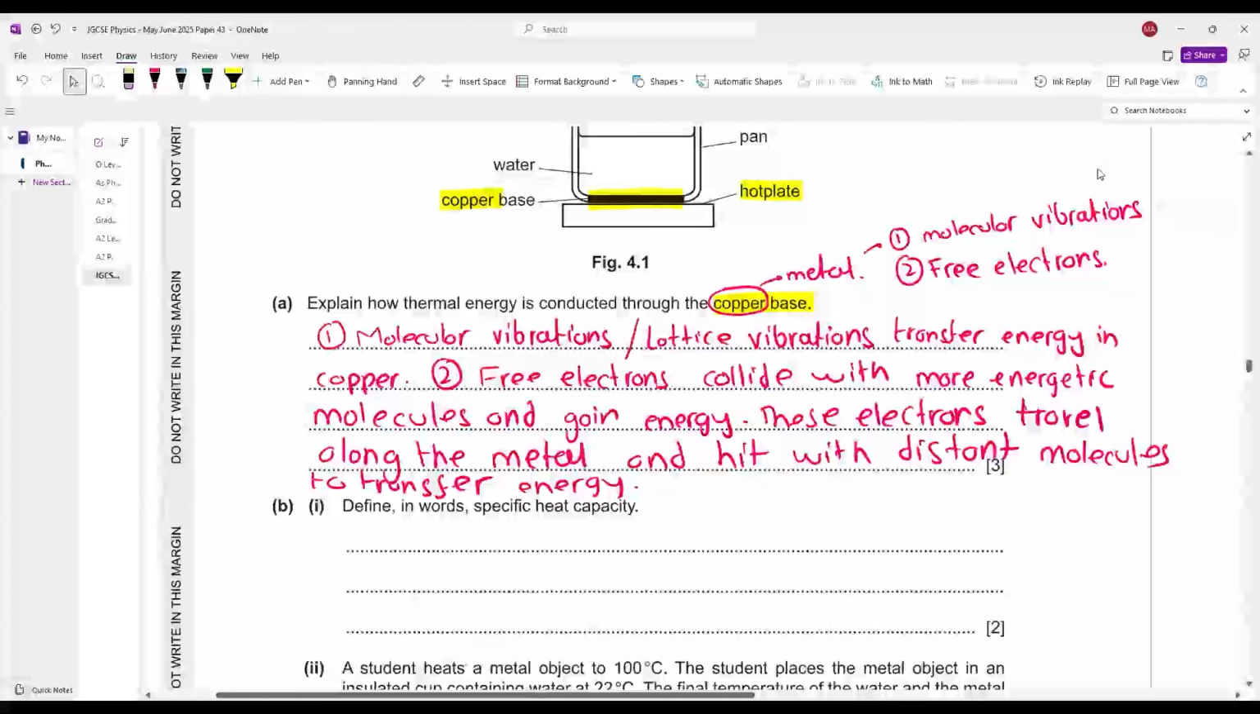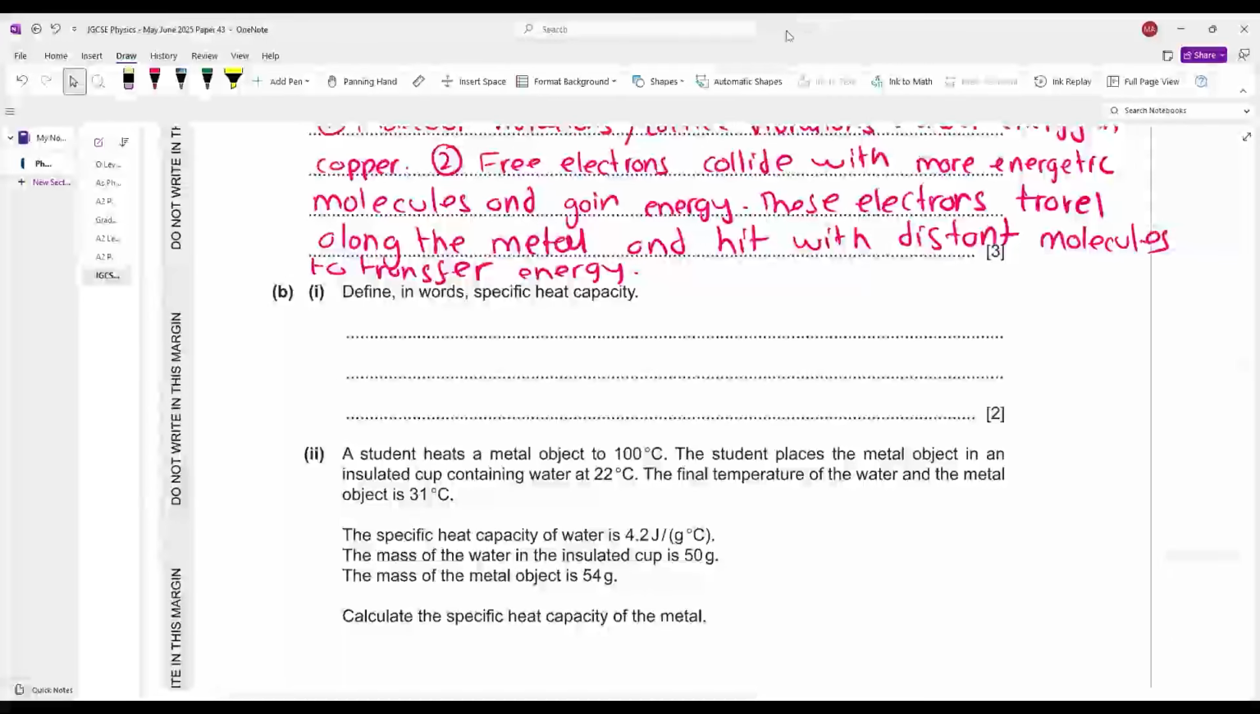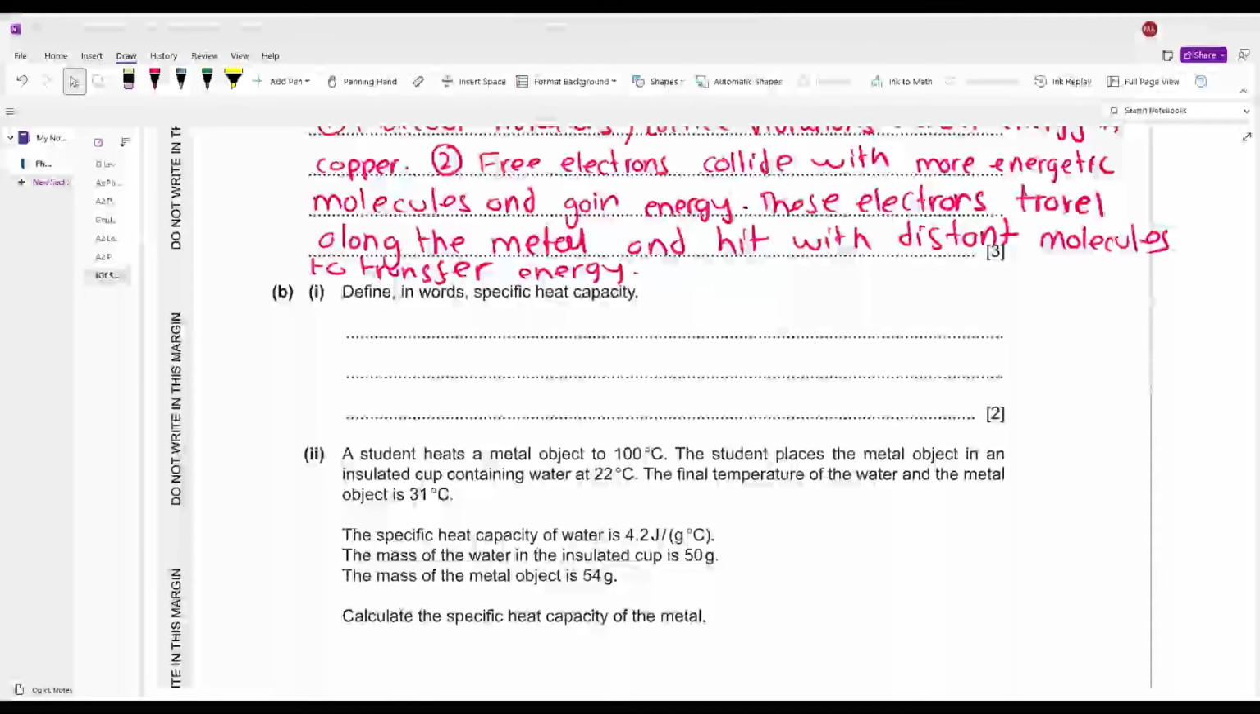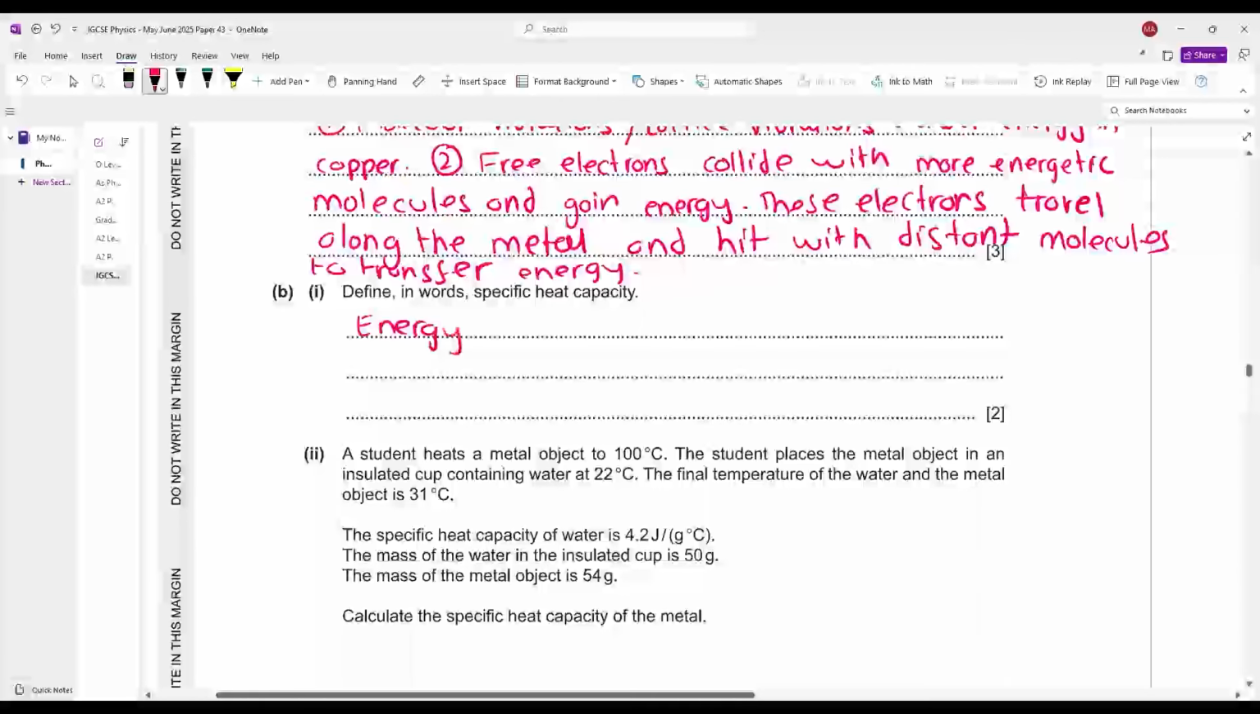Define in words specific heat capacity. You have to define what is meant by specific heat capacity: energy transferred per unit mass per unit temperature change. You can say energy transferred per unit mass per unit temperature change. Simple. Let's further move ahead.